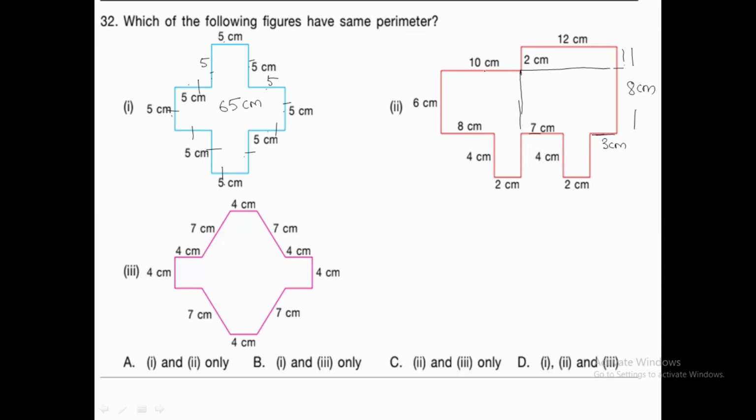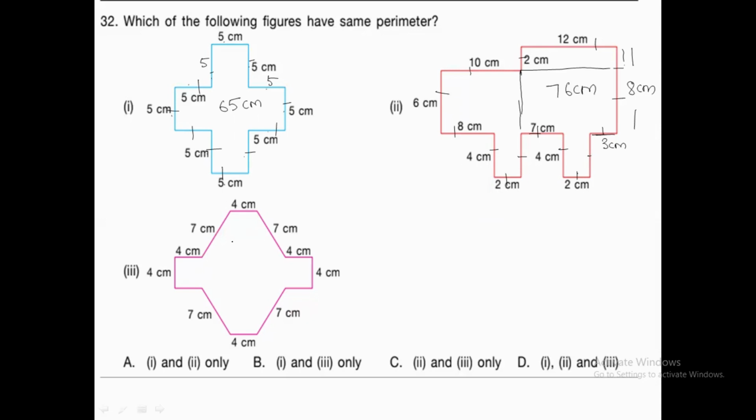So let's add them. 10, 10 plus 2 is 12, 12 plus 12 is 24, 24 plus 8 is 32, 32 plus 3 is 35, 35 plus 4 is 39, 39 plus 2 is 41, 41 plus 4 is 45, 45 plus 7 is 52, 52 plus 4 is 56, 56 plus 2 is 58, 58 plus 4 is 62, 62 plus 8 is 70, 70 plus 6 is 76. We are getting 76 here.